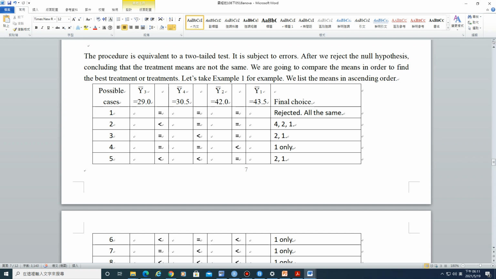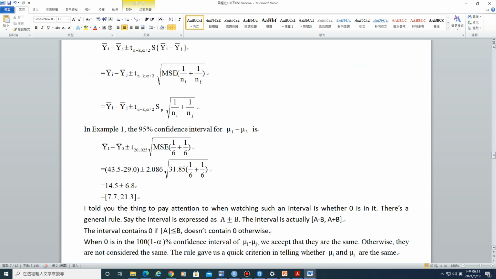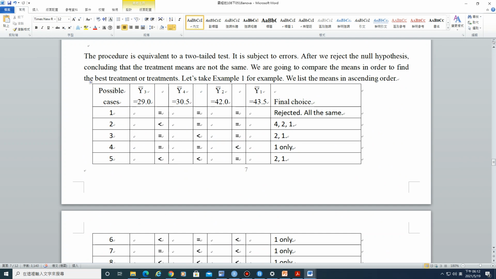It is not such a difficult job because we calculated the minimum significant difference to be 6.8, right? And it is easy to see that the difference is 1.5. It's not so large as 6.8. So the difference is insignificant. And the same for this 1.5, also insignificant. But however, these two. That's not such a terrible job.